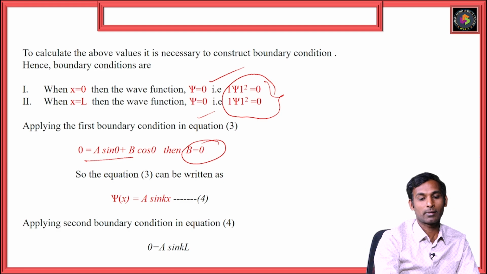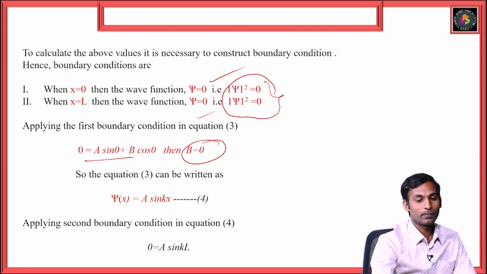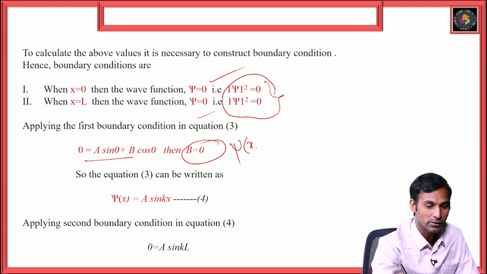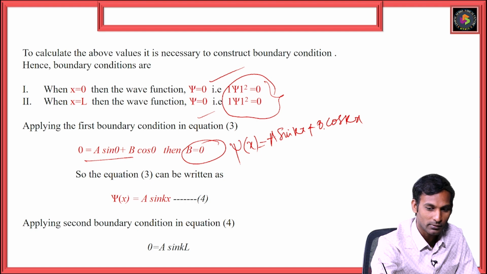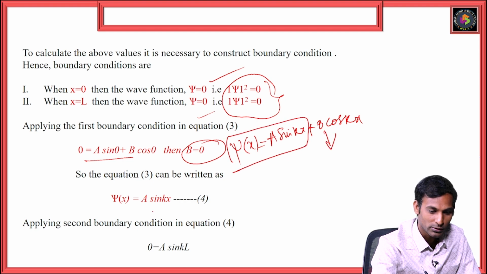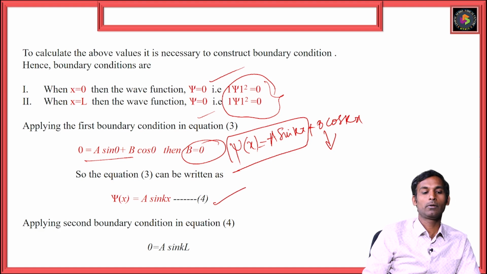That means psi of x is equal to a sin kx plus b cos kx. In this equation, the b value is completely 0. We will get only psi of x is equal to a into sin kx. That is equation number 4.